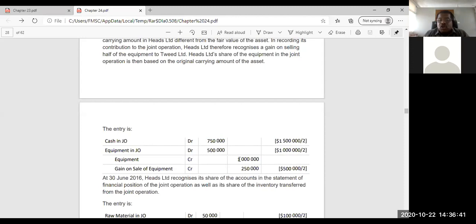And you credit the equipment account, you remove the carrying amount of equipment in the books of the H because you are transferring it to a new operation, and there you are gaining a 500,000 gain, but your gain is half, 250. That's how the double entry goes: debit cash 750, debit equipment in joint operation 500, credit equipment 1 million, and gain on sale of equipment 250.